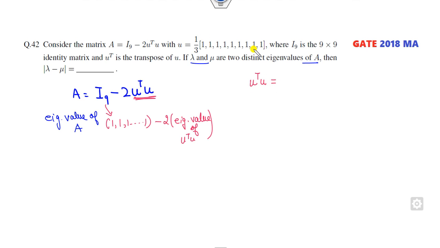U is given as this value. It's 1, 2, 3, 6, 9. It's a 9, so this is clearly a 9 cross 9 matrix. Since all the entries are 1, if you take U transpose, 1 by 3, 1 by 9, all the values are 1, 1, 1 and so on. Clearly the sum of each row is 9. So one eigenvalue is 9 divided by 9. Or you can see here, one eigenvalue is 9.